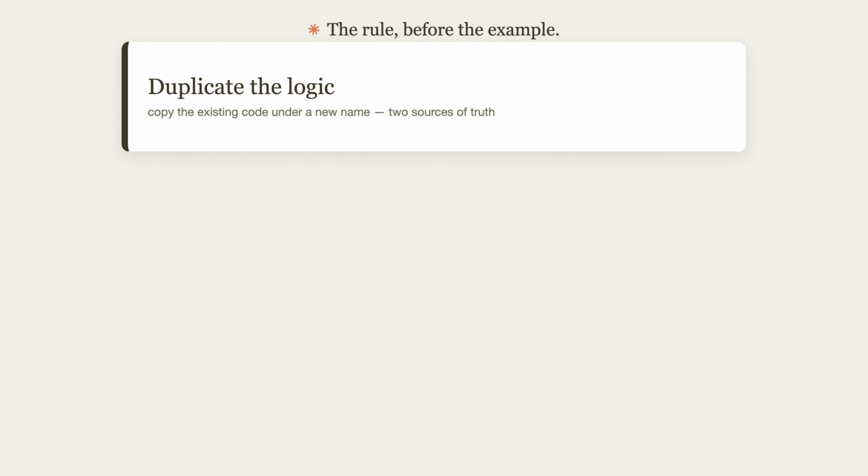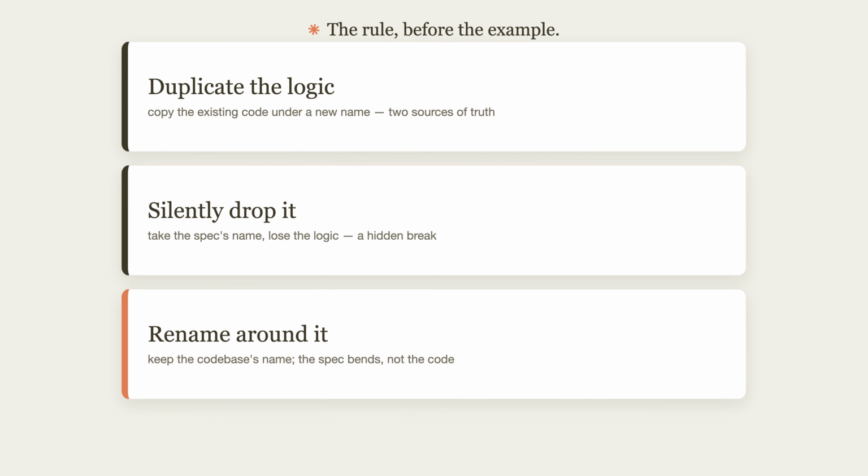Here's the rule this whole video is about before any code. When a Spec tells you to name something, and that exact name is already doing a job in your codebase, you have 3 options. Duplicate the existing logic under a new name, silently drop it, or keep your codebase's name and rename around the Spec. Only the last one has no hidden cost, so codebase convention beats Spec literalism. Now watch it play out.